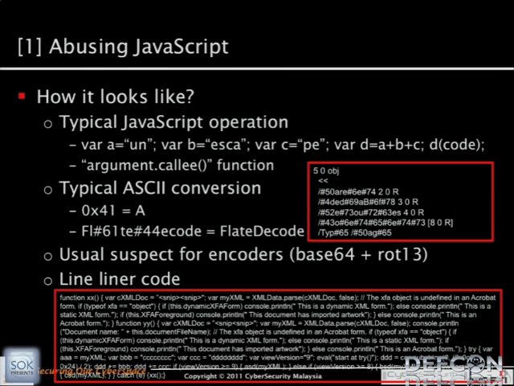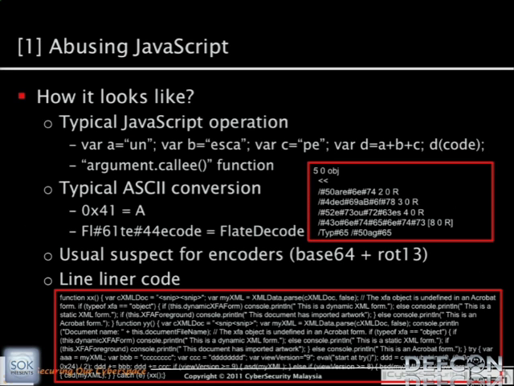Well, how does it look? If you notice over here, you have var A. This is a very typical JavaScript operation. You have var A, var B, and then var C, blah blah blah, and then you combine all this and execute it. Another typical JavaScript function that's used is arguments.callee. Another thing that's normally used is ASCII conversion, like 0x41 represents A.